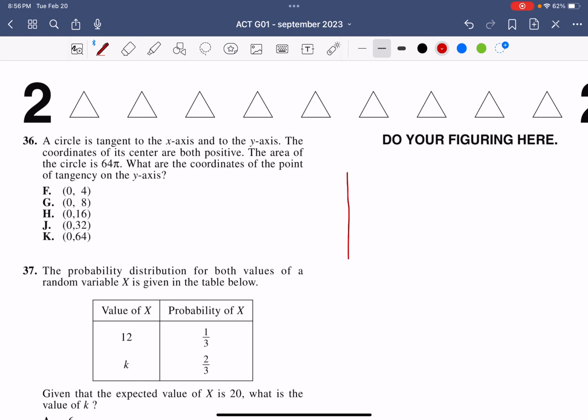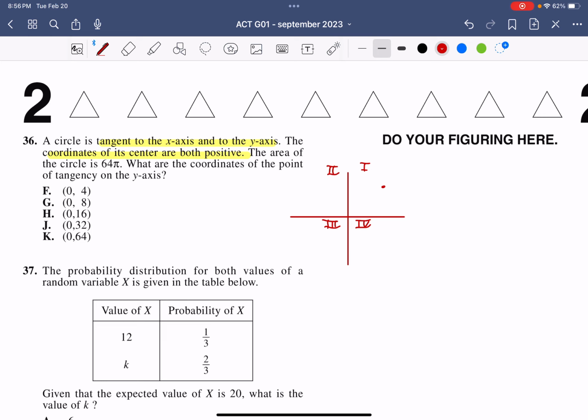So let's just start by making an xy plane. Let's look at some of the information we're given. We're told that it is tangent to the x and y axis. We're told that the coordinates of its center are both positive. So let's just stop there for a second. If the coordinates of its center are both positive, they would have to fall in quadrant 1. So that's quadrant 1, that's quadrant 2, that's quadrant 3, that's quadrant 4. So it's going to be somewhere over here.